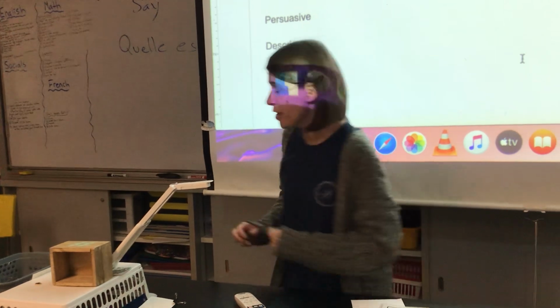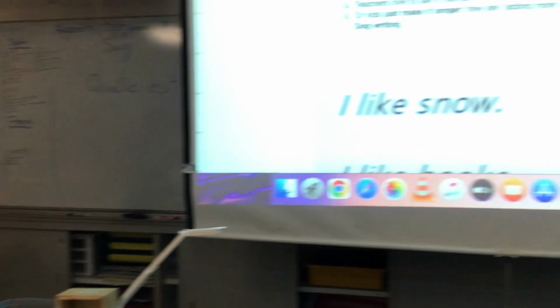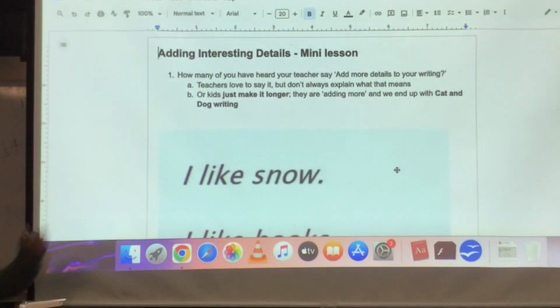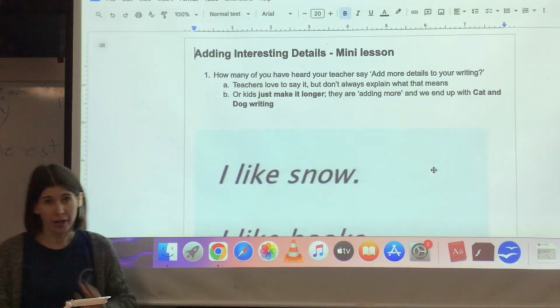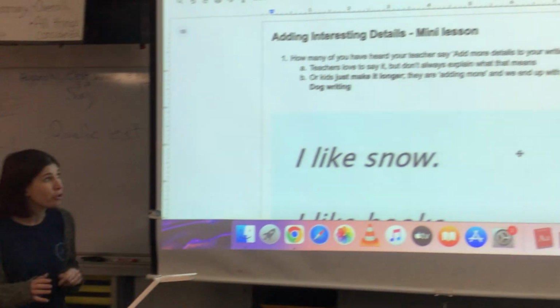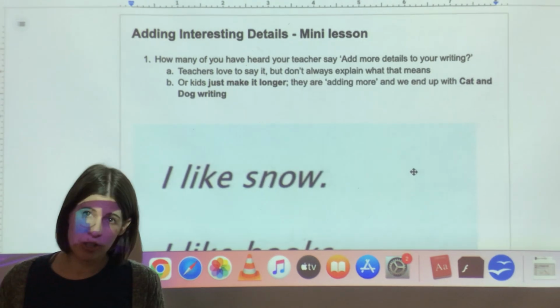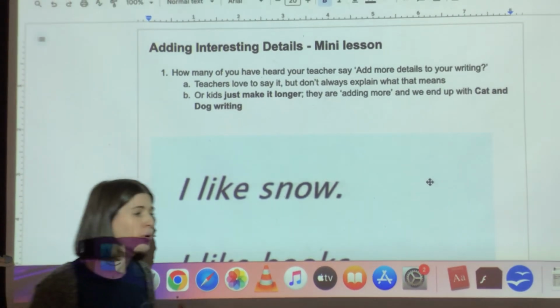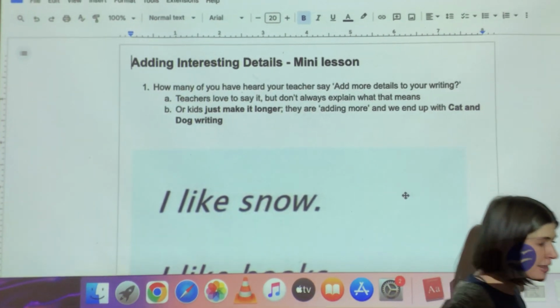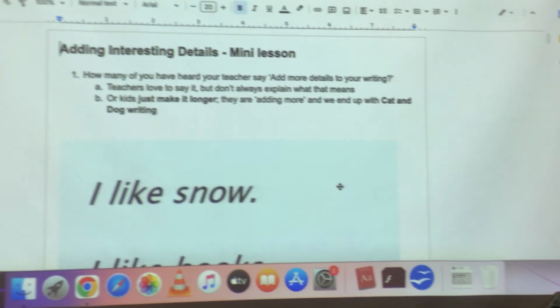Let's talk about interesting. The first one I'm going to share with you is adding interesting details. Please note, again, this is all from Adrienne Gear. I am stealing her stuff, sharing it with you. I give her all the credit. So when we tell our kids we need to add interesting details, a lot of the time they don't understand what that means. They think we just mean make it longer.